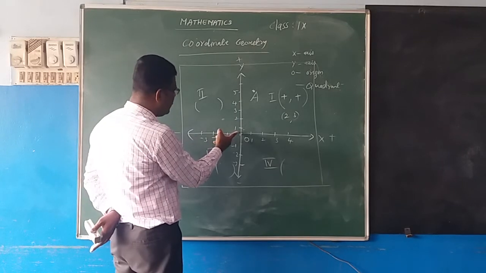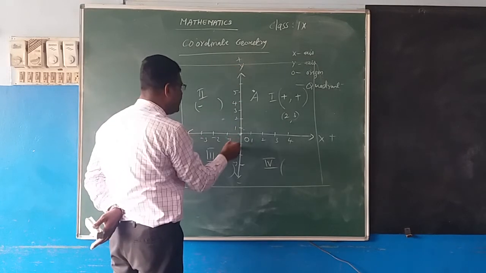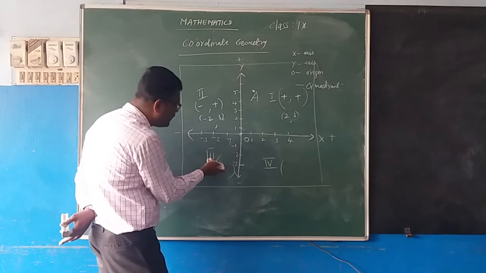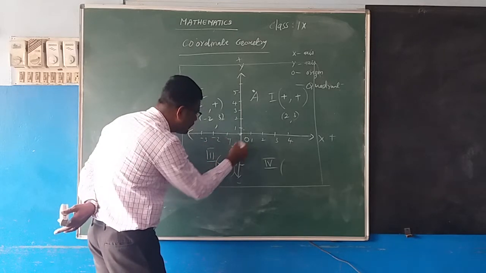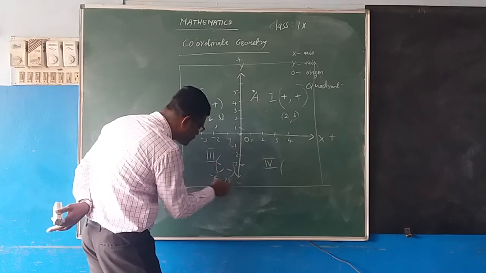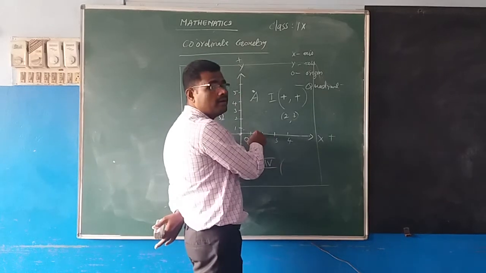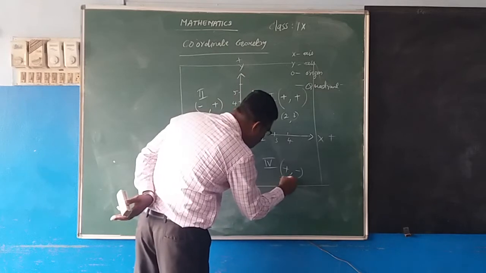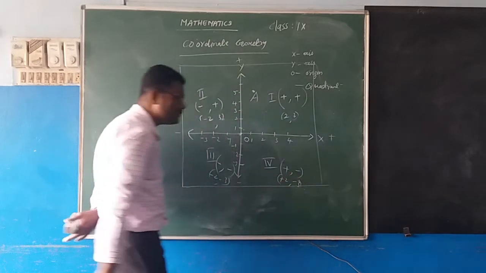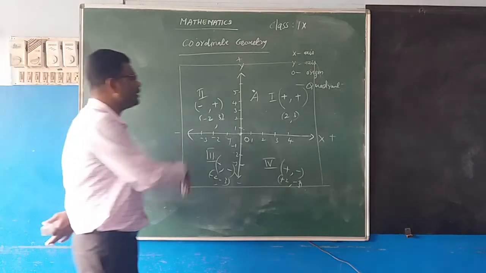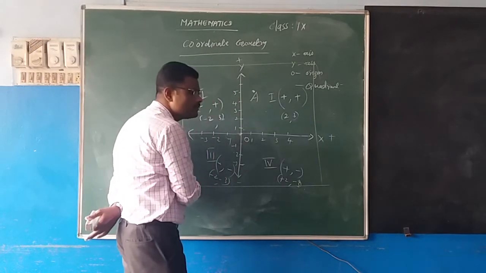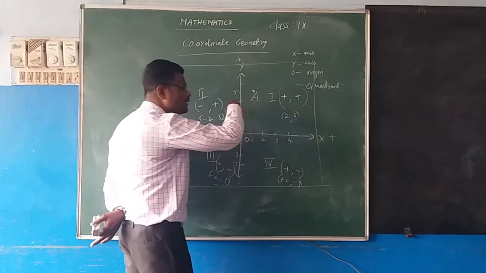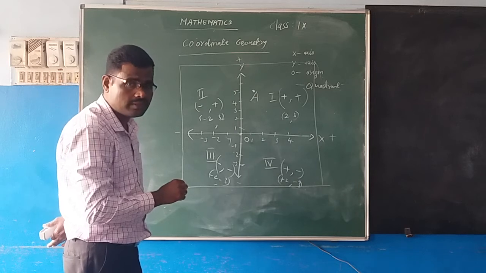In the second quadrant, what about the x axis? Minus, and y axis plus. Example, minus 2 and 3. In the third quadrant, what about the x axis? Minus, and y axis also minus. For example, minus 2, minus 3. In the fourth quadrant, x axis is plus, y axis is minus, so plus 2, minus 3. Like this, I can give some examples. Clear? So there are 4 quadrants. When the x axis and y axis intersect, they divide the plane into 4 parts, and each part is called a quadrant.